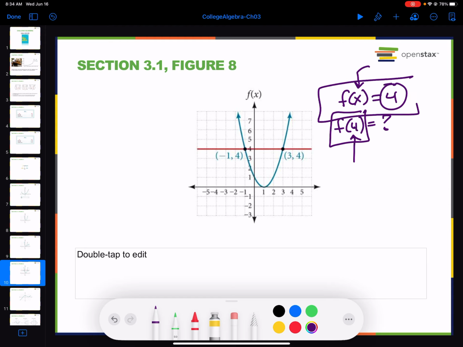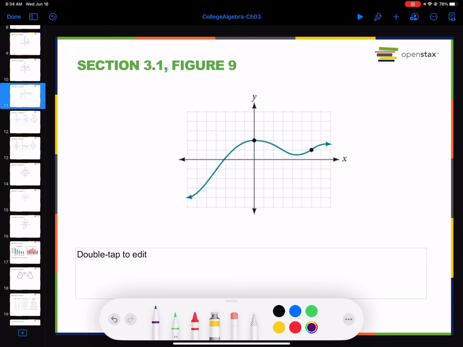So let's go back to this one. It's asking us what values of x make the function equal 4. So we're going to go to the y value of 4, and here they've drawn a straight line across, and then we're going to find out what these two points are. Drop down to the x value. This is negative 1, so f of negative 1 equals 4. And this next one, drop down, and it's 3, and f of 3 equals 4.